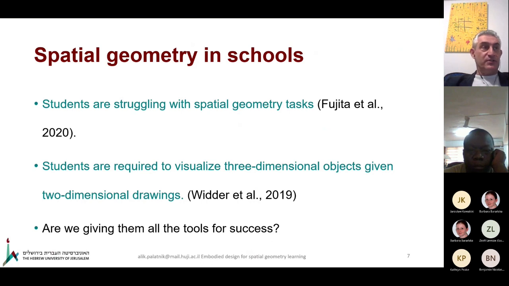So in schools, students are struggling with spatial geometry tasks. We can see this in the work of Fujita, but this is only one explanation. Students are required to visualize three-dimensional objects given two-dimensional drawings, okay? And as Weider and colleagues showed in 2019, there are some objective challenges in two-dimensional representation of three-dimensional figures. By the way, this is a fascinating article by Weider. I suggest reading this. So, are we giving them all the tools for success? This is the question that I'm asking.